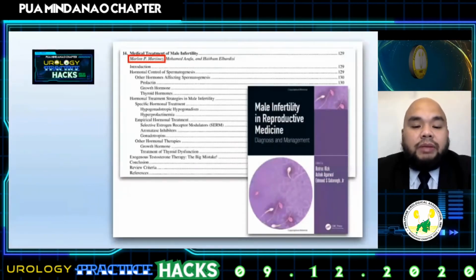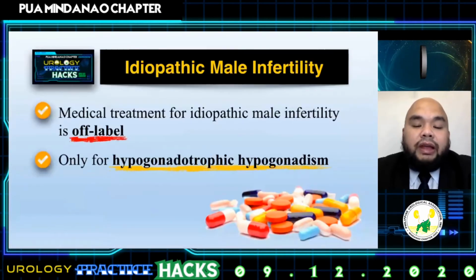In our review on the medical treatment of male infertility, medical treatment for idiopathic causes of male infertility is off-label and only indicated for men with hypogonadotropic hypogonadism.